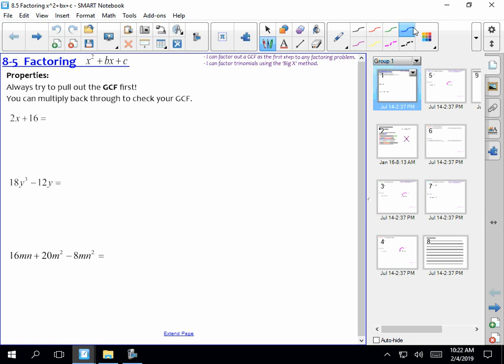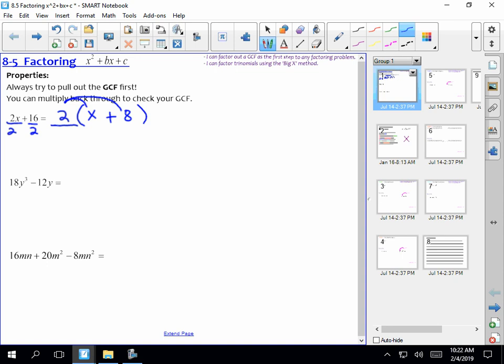Looking at this first one, the GCF is 2, and then what's left over we get through division of each of these terms by the GCF. 2x divided by 2 is 1x, and 16 divided by 2 is 8, and you can check through multiplication. 2 times x is 2x, and 2 times 8 is 16. That'll at least check that you've factored it. It won't necessarily check for the greatest common factor.